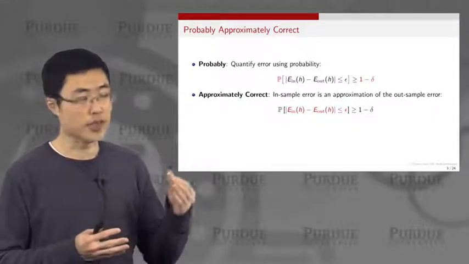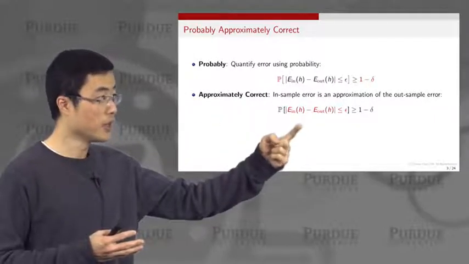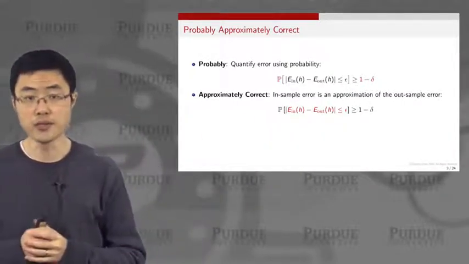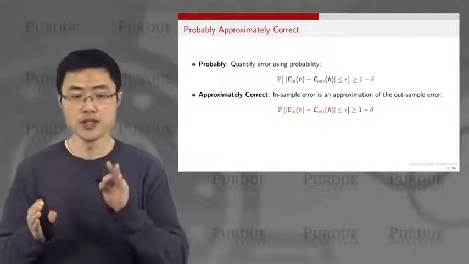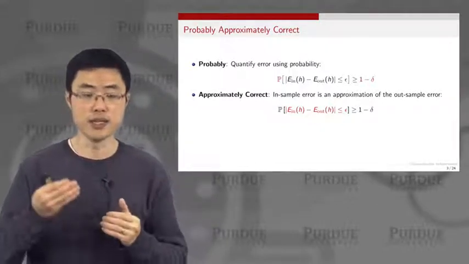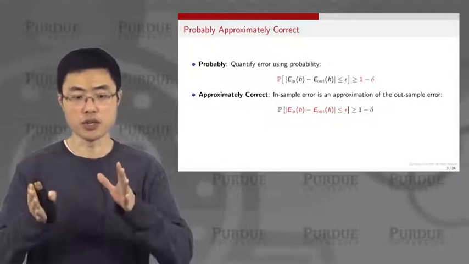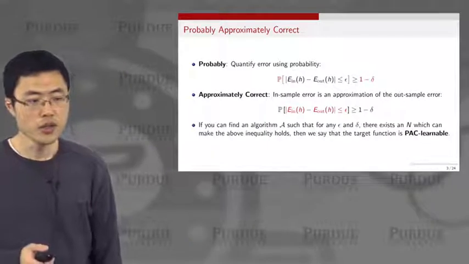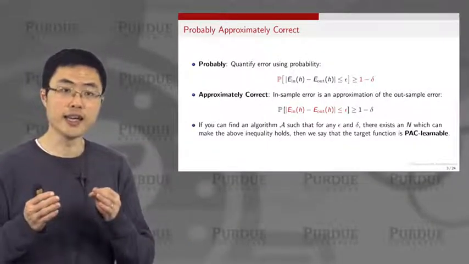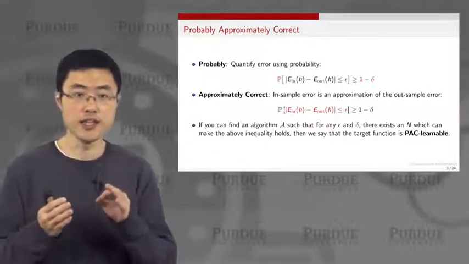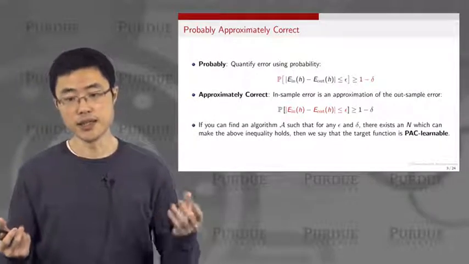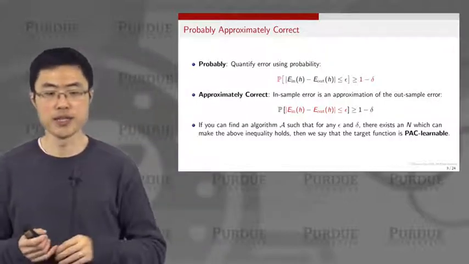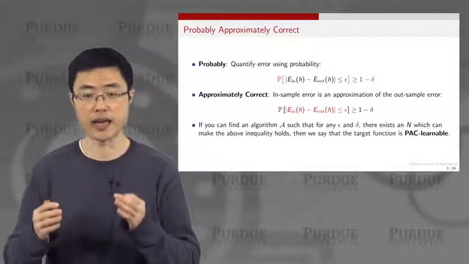Approximately correct measures the thing that's inside your probability. This is the probability of having E in compared to E out, that the difference is very, very small. E in is the in-sample error, E out is the out-of-sample error. You want to make sure that this error is very small. So if you can find an algorithm A such that for any epsilon and any delta there exists an n which can make the above inequality hold, then we say that the target function is PAC learnable.